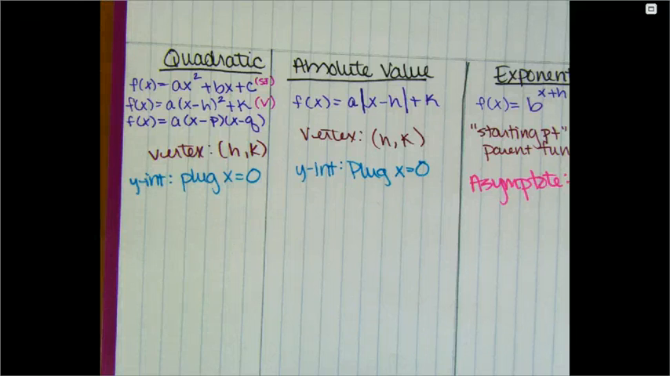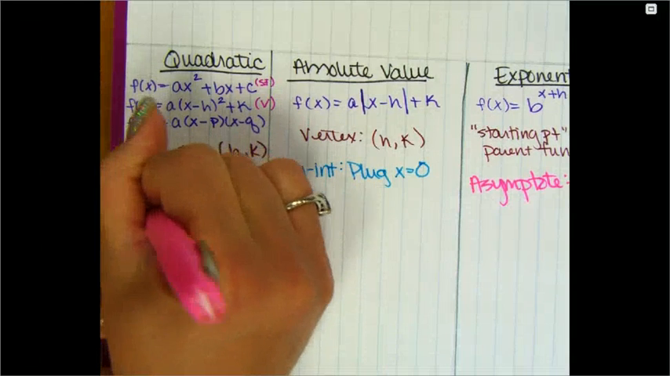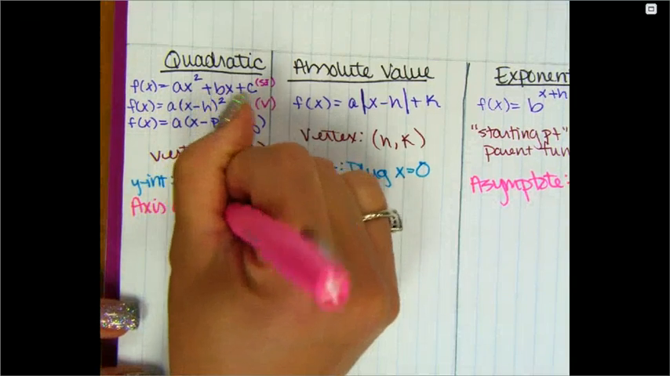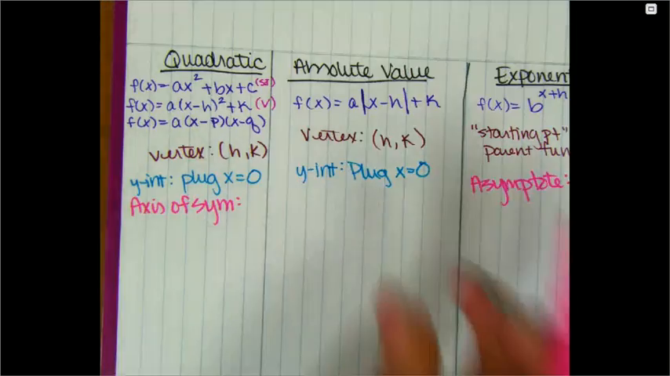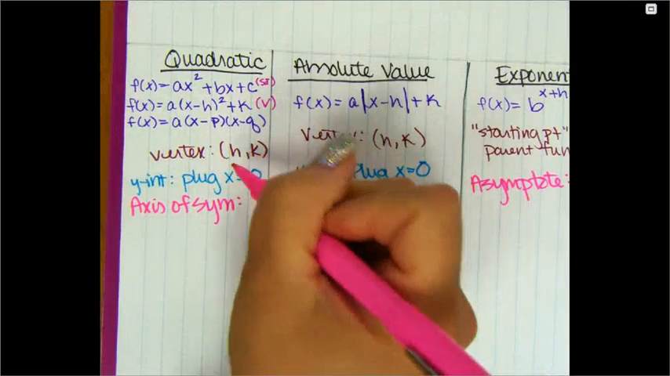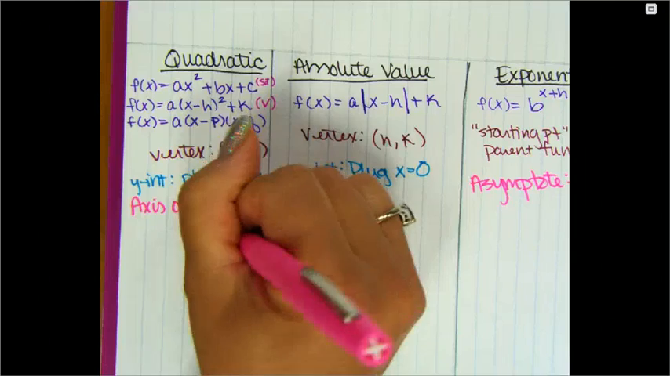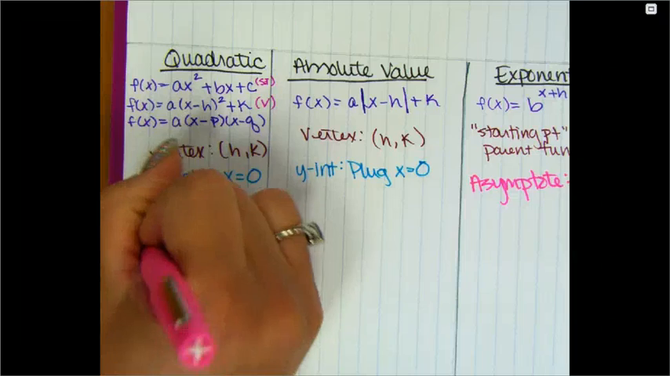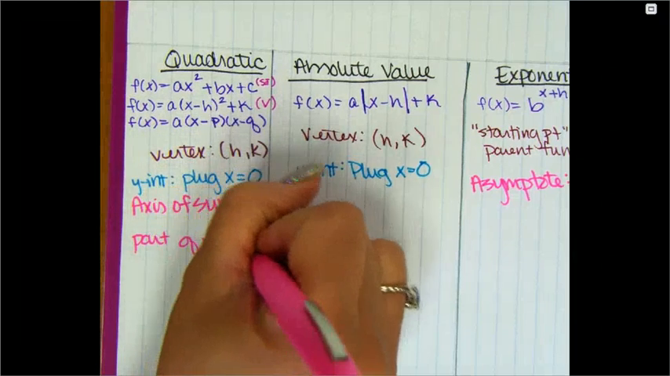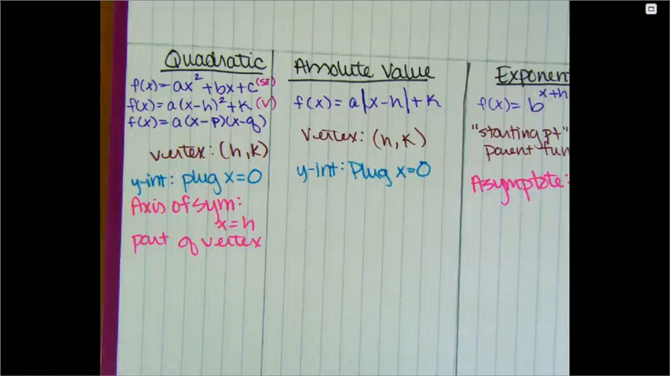What else does it have? Axis of symmetry. Why do I care about it? Not because it's the axis of symmetry. That's not a good answer. Why do I care about the axis of symmetry? It's where I can now flip it, right? I have a mirror. If I'm using this as my vertex, what's my axis of symmetry? x equals h. Good. In other words, it's part of the vertex. Okay?